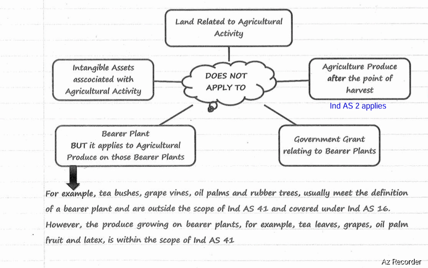For example, tea bushes, grapevines, oil palms, and rubber trees usually meet the definition of bearer plant and are outside the scope of Ind AS 41 and are covered under Ind AS 16. However, the produce growing on bearer plants, for example, tea leaves, grapes, oil palm fruit, and latex, are within the scope of Ind AS 41.